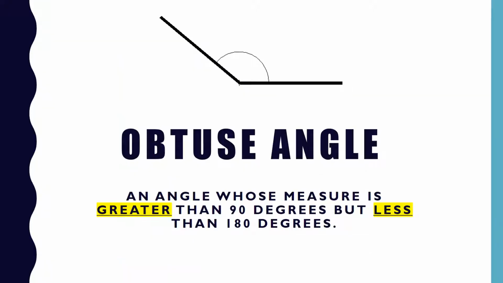The third angle we will be discussing is called an obtuse angle. Now, an obtuse angle is whose measure is greater than 90 degrees, but less than 180 degrees. Yet again, we have those key words. You want to highlight or underline the word greater and the word less because it is important. An obtuse angle is greater than 90 degrees, but less than 180 degrees. So any angle that you measure that is greater than 90 degrees and less than 180 degrees, you will classify as an obtuse angle.